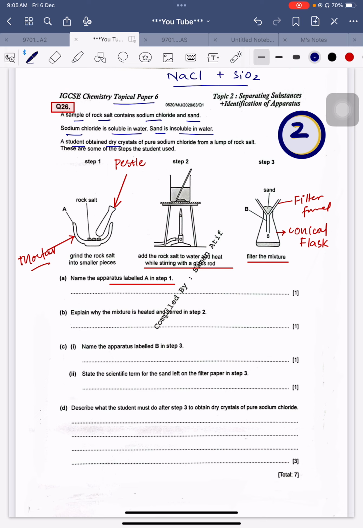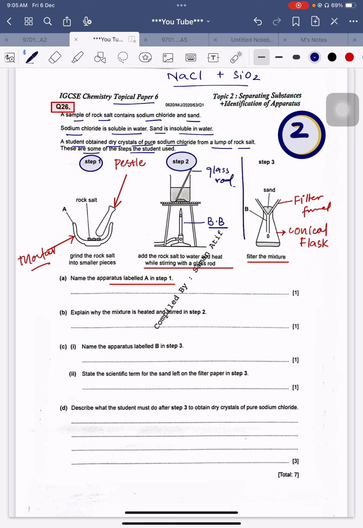A student obtained dry crystals of pure sodium chloride from a lump of rock salt. These are some steps the student uses. In step number 1, he is using a pestle and mortar to crush the rock salt, and then he is dissolving it in water in step number 2. You can see that there is a glass rod to stir it. It is used as a stirrer just to dissolve the sodium chloride, to obtain maximum solubility. And there is a Bunsen burner over there. We can write Bunsen burner completely, as they are not asking. I'm just writing the points so that you may have a clear idea.